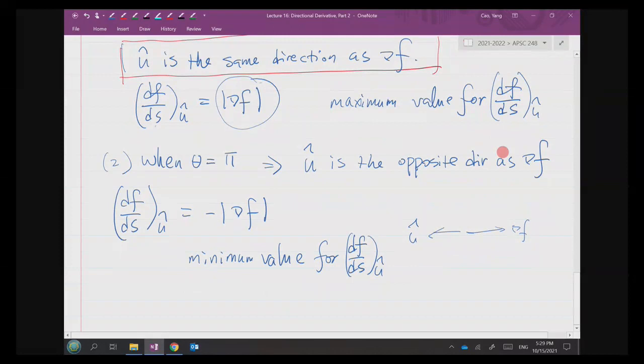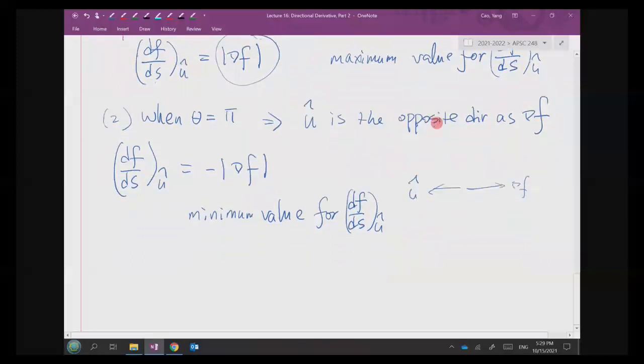So what does minimum value mean? Minimum value means you have the fastest rate of decrease. So if you climb a mountain, you're not climbing it, you're actually descending in the fastest fashion, right? So that's u hat in the opposite direction as the gradient vector del f.